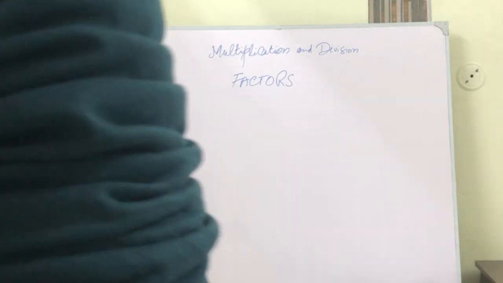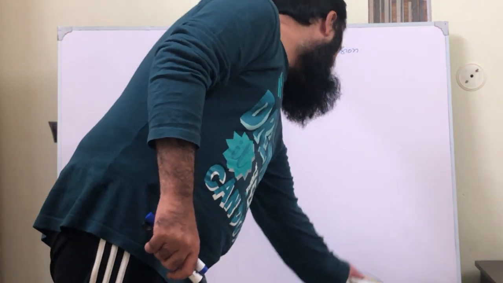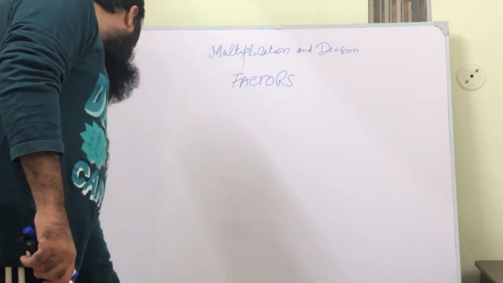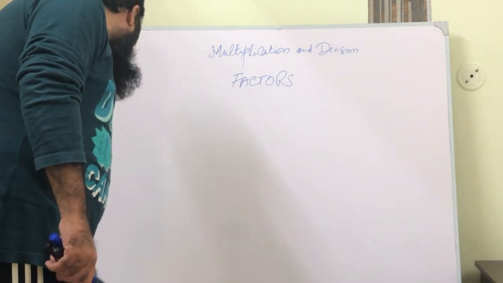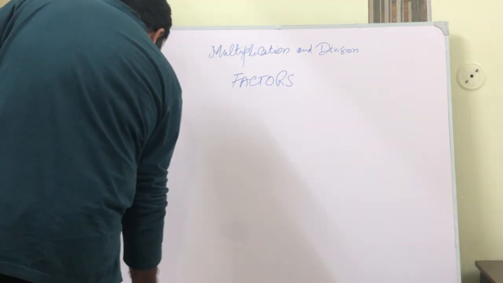Bismillahirrahmanirrahim. Now we'll be starting chapter number 2, multiplication and division. We are following Primary Mathematics Oxford New Syllabus for grade 4, and we'll be studying multiplication and division in this chapter.